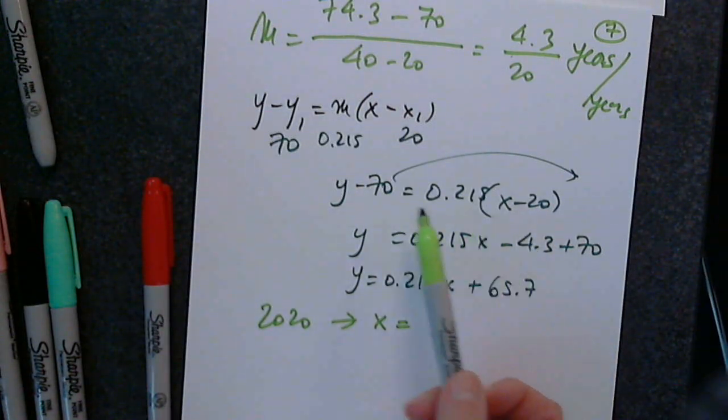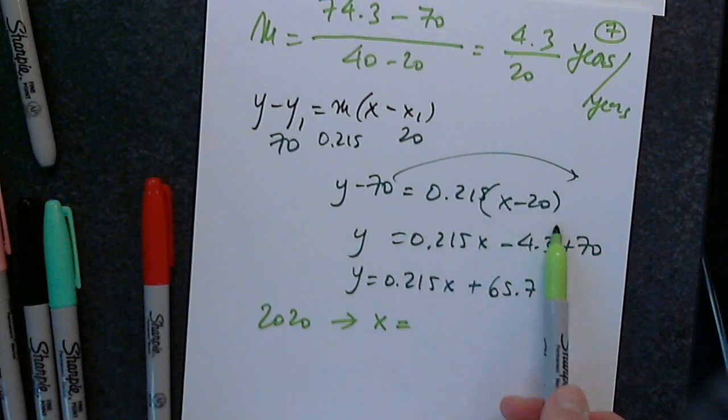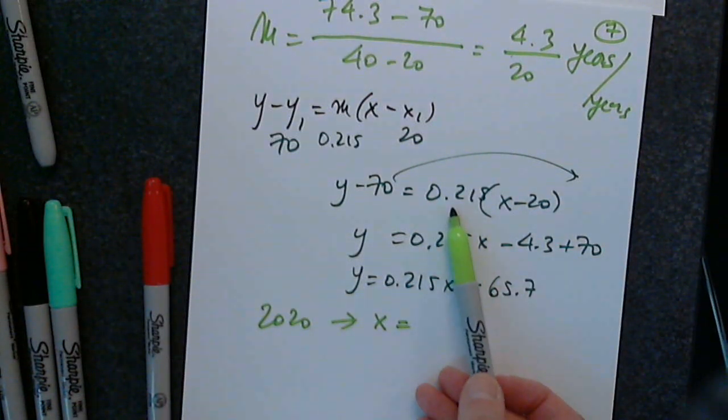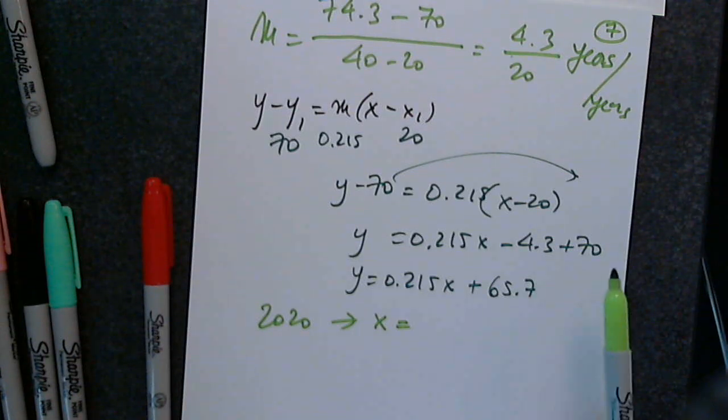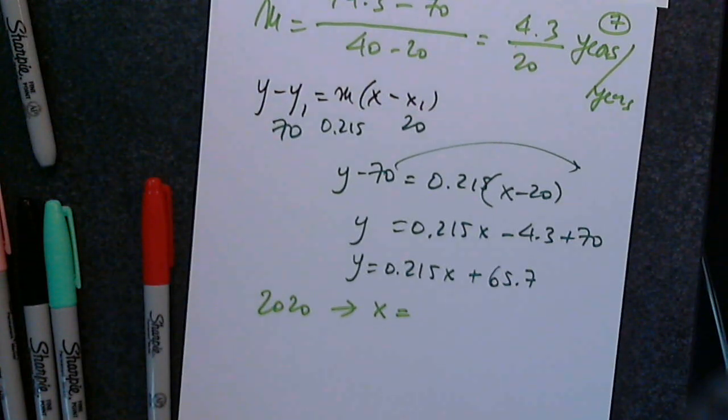So what I did was I distributed x to these two terms. And when you multiply 0.215 by negative 20, you get this. And you move 70 to the other side, and 70 minus 4.3 is 65.7. Is that okay? Are we all caught up?